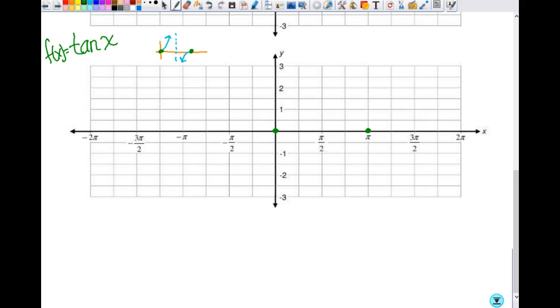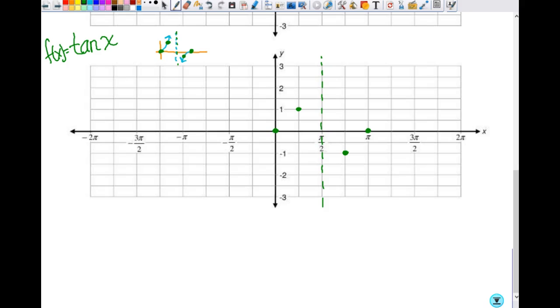Halfway in between, you have an asymptote. So here's the asymptote right here. Then halfway in between the intercept and the asymptote, you're going to have another point, which is not the amplitude, but that would be a 1 if there's no transformation. So halfway in between these two, I go up to 1. Halfway in between these two, you go down to -1.